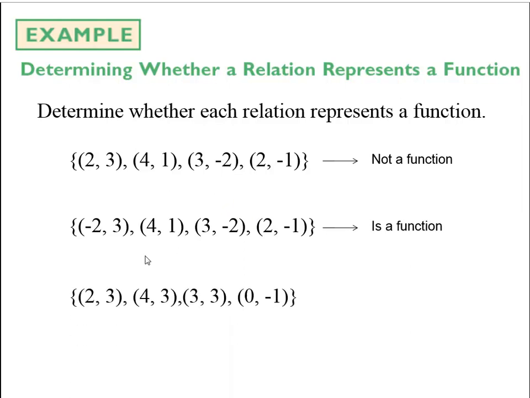All right, so this last example, we have 2 listed, we have 4 listed, we have 3 listed, and 0 listed. And even though 2 maps to 3, 4 maps to 3, and 3 maps to 3, each element of x maps to one and only one element in the range. We don't have any repetition there, and so this is a function.